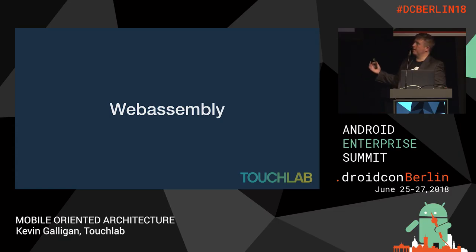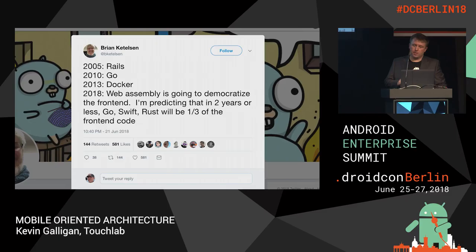The big question I wanted to see emerge is, what happens to JavaScript if you don't need it? That'll be really interesting to see. Other people are making bold predictions, like whoever this guy is. I spent a lot of time digging on the web. Go, Swift, Rust will be a third of the front end code. I fixed his slide, so I think that's more true. Anyway, I think he's a little bullish, but it's definitely coming, and I think it'll be really cool.